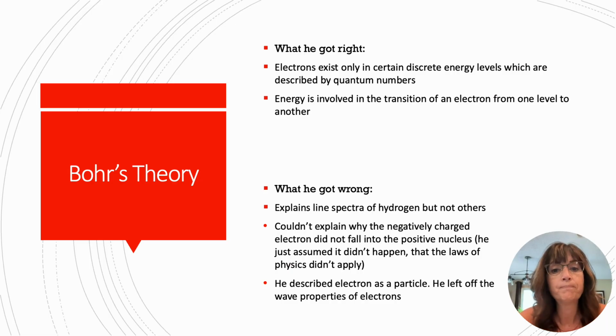So let's sum up Bohr. What did he get right? Well, he said that electrons exist only in certain discrete energy levels, which are described by quantum numbers. That is correct. Energy is involved in transitioning an electron from one level to another. Again, correct. What did he not get right, or maybe not quite right? Well, he was able to explain the line spectrum for hydrogen, but it doesn't apply to any other atom. He wasn't able to explain why the negatively charged electron did not fall into the nucleus. He just assumed that the laws of physics did not work. And he described the electron as a particle. He left off the fact that electrons can also behave like waves.